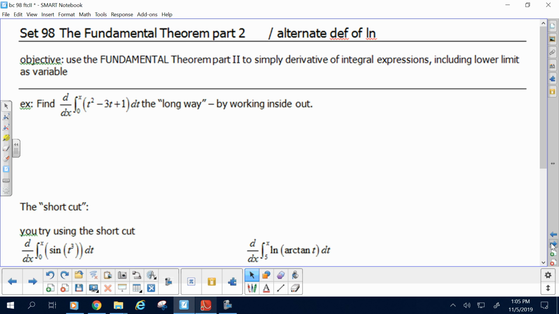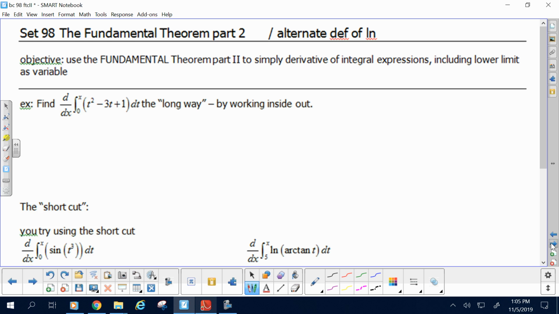On the most basic level, that's what you do. The meanings of it are a million layers deep, but on the surface level, to evaluate a definite integral, we take the antiderivative at the upper minus the antiderivative at the lower. The fundamental theorem of calculus part 2, which you've been using, is the idea that the derivative and the antiderivative are inverse operations. They undo each other.